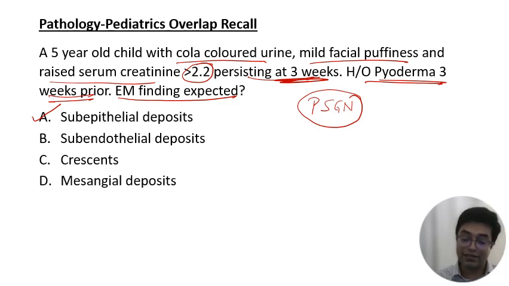Why is the answer less likely to be crescent here also? Because they are asking about the electron microscopic finding. If this word was mentioned, again the likely answer is going to be subepithelial deposit. It's a controversial thing, and I wanted to share my perspective on this, and that is why I've included it here.